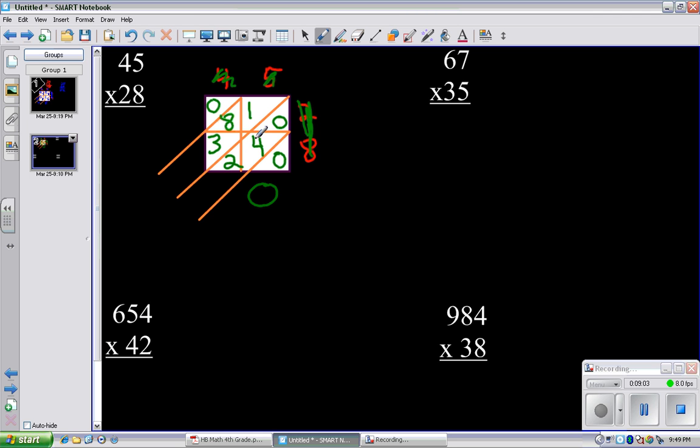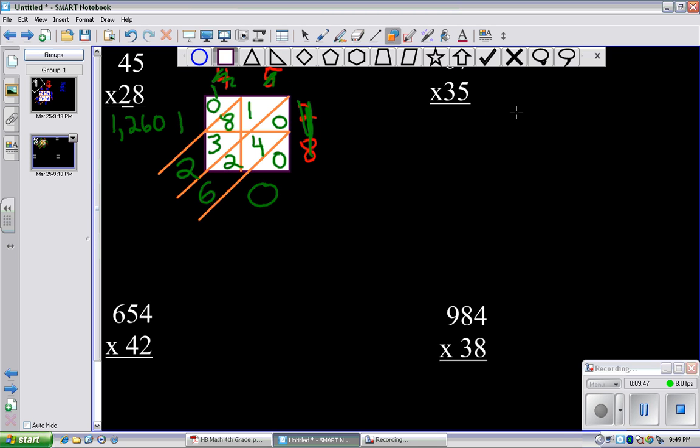In this column I have a 2, a 4, and a 0. 2 plus 4 plus 0 is 6. In this column I have a 3, an 8, and a 1. 3 plus 8 is 11 plus 1 is 12. But I can only put down one number at a time, so I have to put down 2 and carry the 1 up into my next row or column. This column has a 0 in it, but I do have to add the 1 because 3 plus 8 is 11 plus 1 is 12, so I needed to carry the 1. 1 plus 0 is 1. 45 times 28 is 1,260. Now let's try 67 times 35.